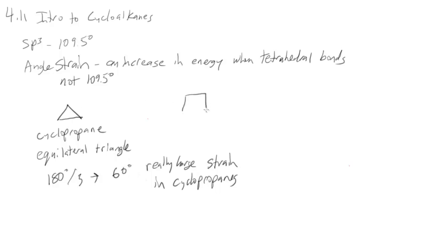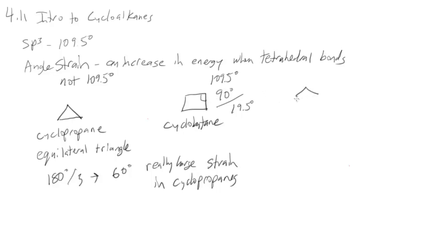If you go to cyclobutane, now this is a square, so every angle in here is 90 degrees. And again, there's a lot of strain here because we've gone from 109.5, which they want to be, to 90 degrees. There's 19.5 degrees difference between what the hybrids want to be and what's possible in cyclobutane.